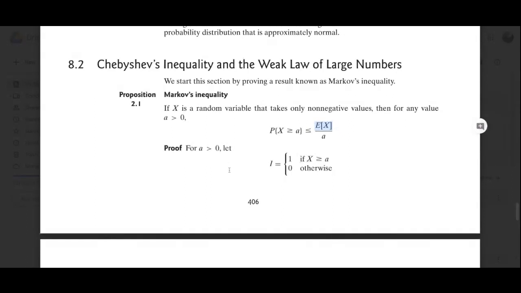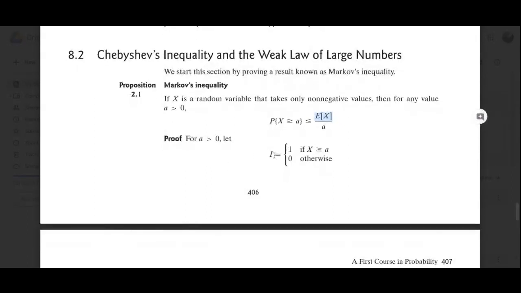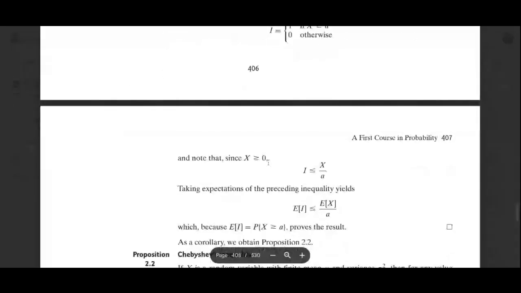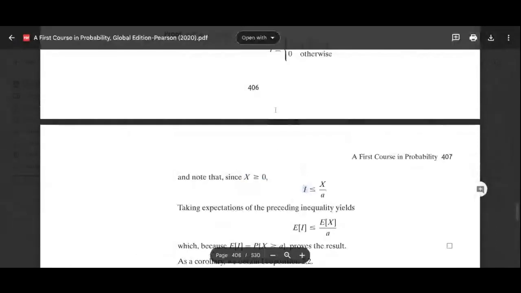So let's see the proof. Let's define I equal to 1 if X is greater than or equal to a, because this probability is calculated under the condition of the random variable X greater than or equal to a, and 0 otherwise. So I has two values, 1 or 0.